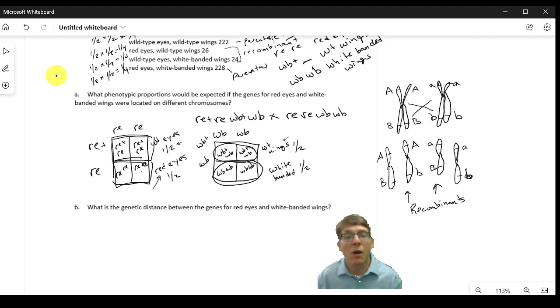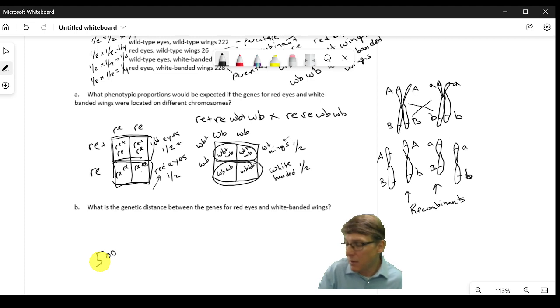All right. So now what we want to do is add up the total number of offspring that we have, and we're going to divide the number of recombinants by that. If we add up 222, 26, 24, and 228, we will get 500 total offspring.